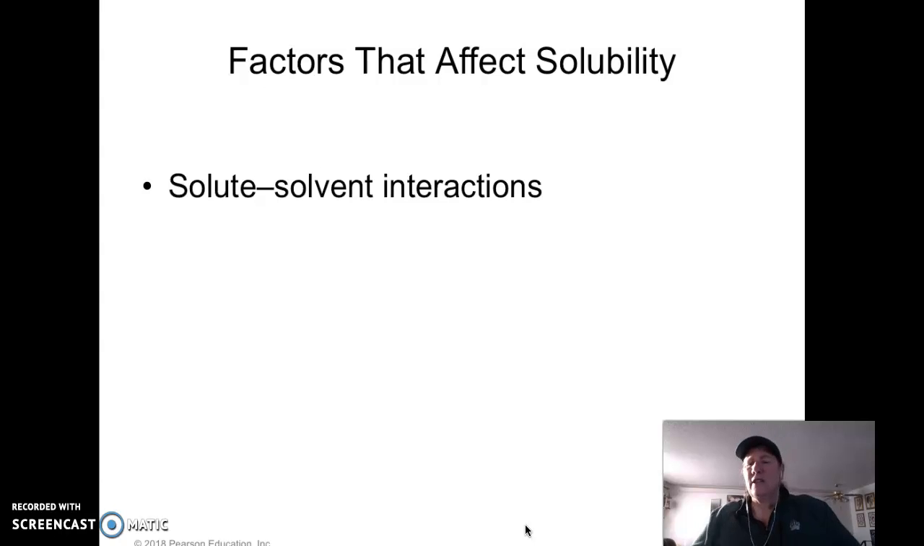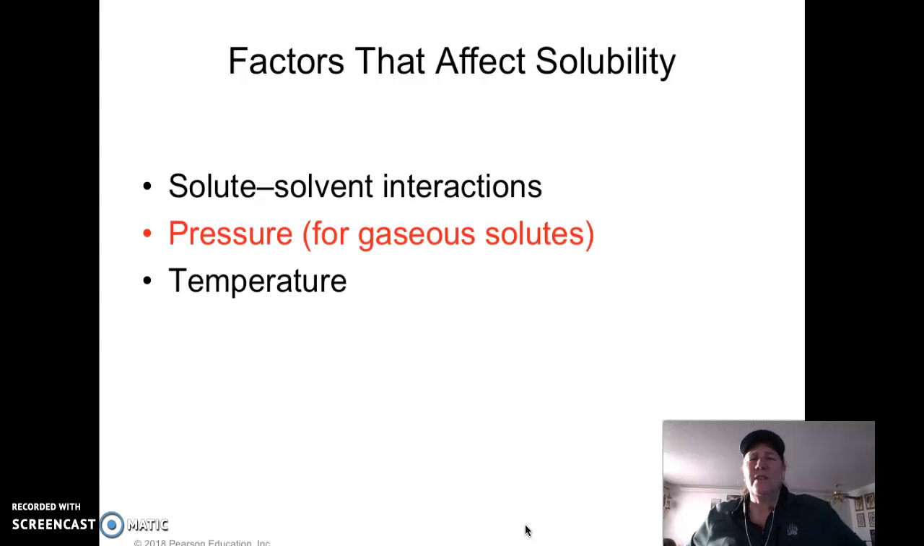Okay? Where are we at here? 13. Okay. Factors that affect solubility. In other words, the things that affect whether a solute will dissolve in a solvent. Well, first you have the interactions themselves, the solute-solvent interaction. You have pressure. If you're talking about a gaseous solute, if you increase the pressure, you can dissolve more solute in it. And temperature. Usually as you increase the temperature, you can get more to dissolve. Not always, but sometimes you can.